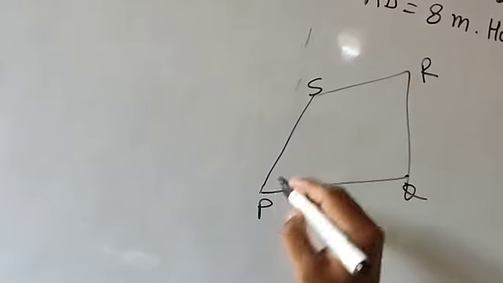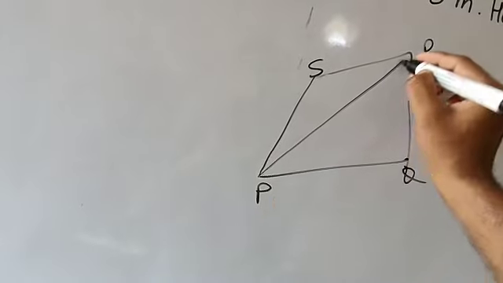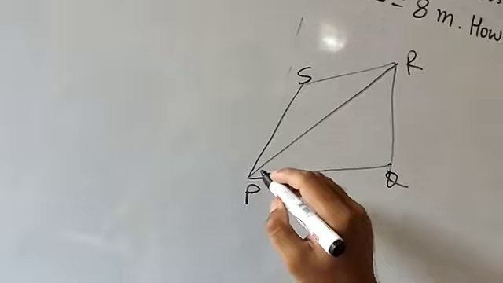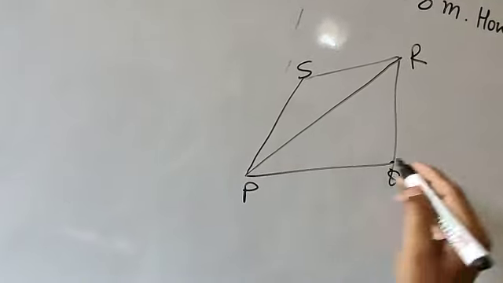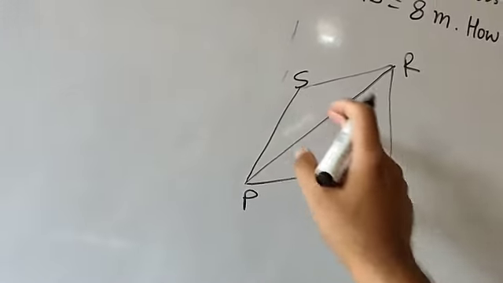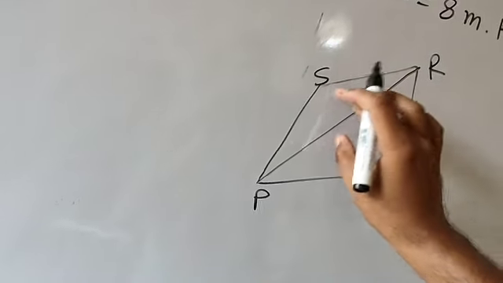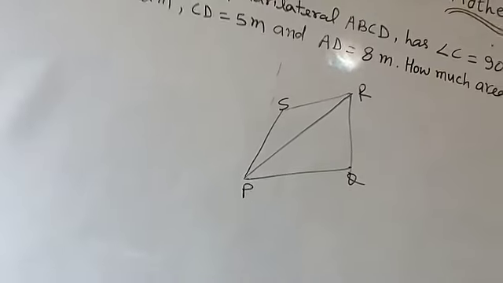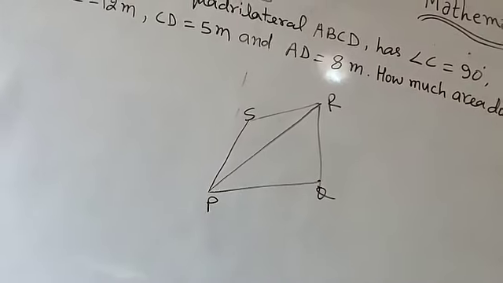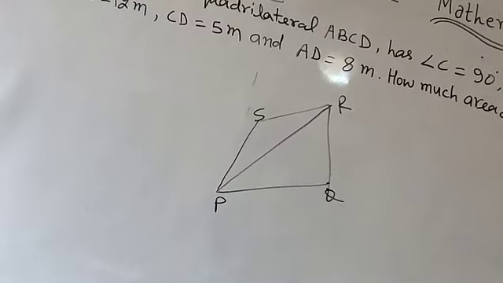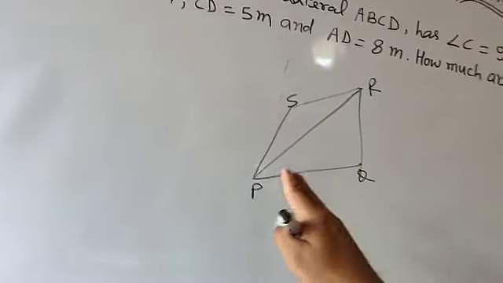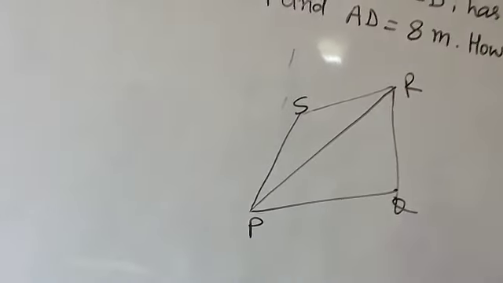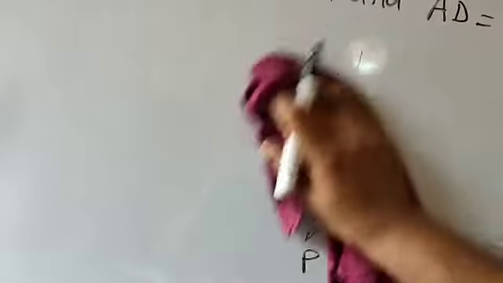How will you apply it? You need to join one of the diagonals. Suppose I join the diagonal PR, then this quadrilateral is divided into two triangles. One triangle is PRS and the second is PQR. Find the area of both triangles and add them, that will be equal to the area of the quadrilateral PQRS. So students, if any general quadrilateral is given, you will apply Heron's formula to find its area. By joining one of the diagonals, the quadrilateral will be divided into two triangles. So here I am going to apply the same way.